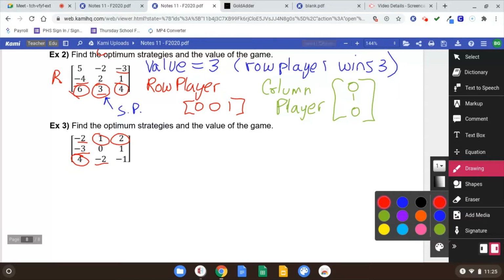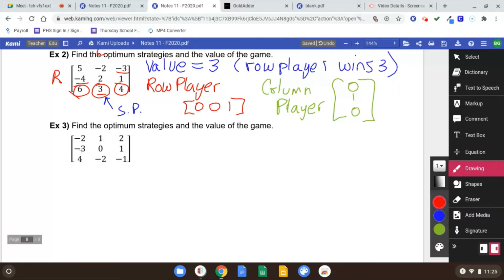So let's get rid of this real quick. Let's see if we can have any dominated strategies. Rows are always easier. 4 is better than -3, but 0 is better than -2. How about -2 is better than -3? 1 is better than 0. 2 is better than 1. I can see that row 1 is always better than row 2.